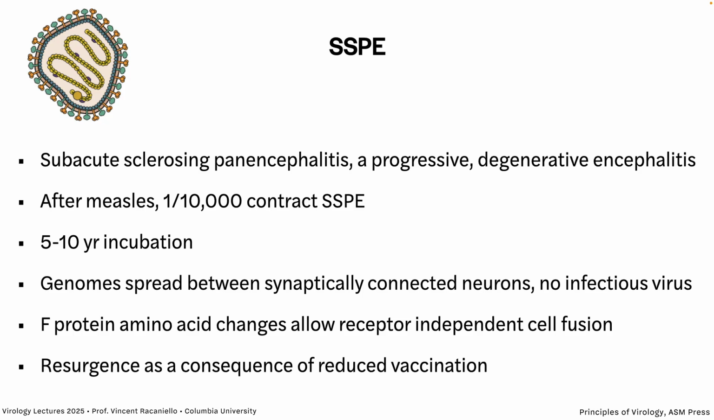And they have measles virus in their brain. It is not infectious virus. It is a defective particle, but it's able to spread between neurons and cause damage. And in particular, you may remember the measles virus has 2 glycoproteins on the surface, the H and the F.